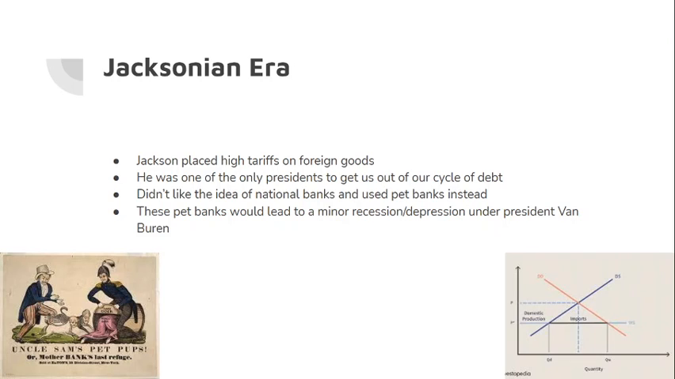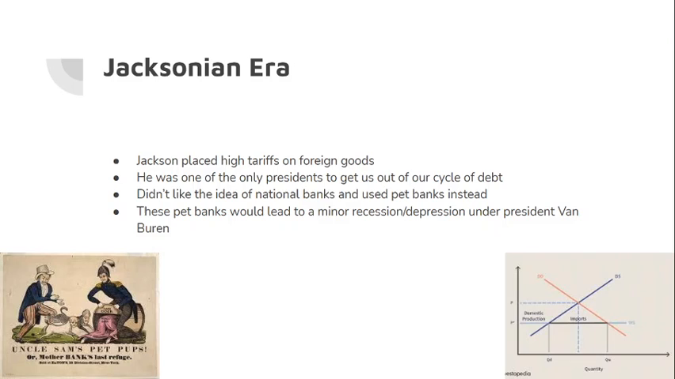But to get out of the cycle of debt, what Jackson would do is place high tariffs on foreign goods. A tariff is just a fancy word for a tax on another good. So when you put a tax on something, consumers have to pay more, and what this does is it doesn't incentivize them to buy as many of these goods because they have to pay more money to get it. So they would focus more on domestic goods.